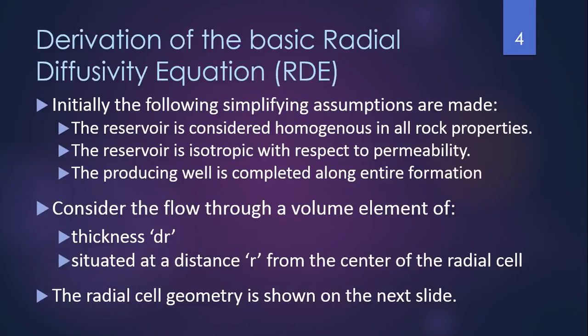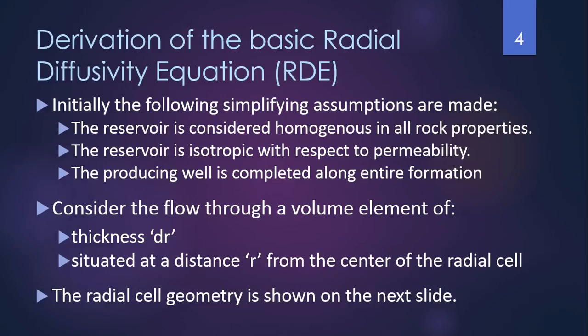Following simplifying assumptions are made. The reservoir is considered homogeneous in all rock properties, most notably porosity and permeability. The reservoir is isotropic with respect to permeability, that is, permeability is the same in all directions. Permeability is a tensor quantity, by the way. Lastly, the producing well is completed along the entire formation.